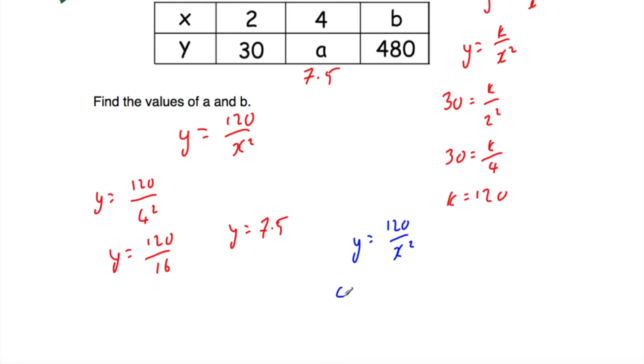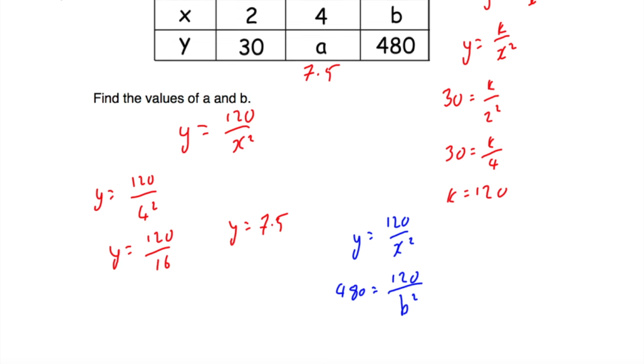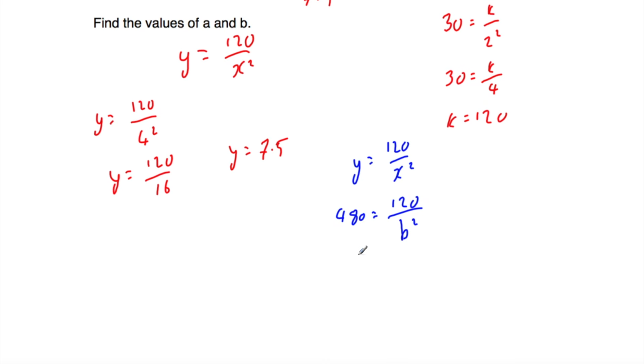So y, that's 480, is equal to 120 over b squared. Just substituting in 480 for y and b for x. Okay, now let's multiply both sides of the equation by b squared. So we're going to have 480 b squared is equal to 120. And then if we divide both sides of the equation by 480, we get that b squared is equal to a quarter, or 0.25. And then finally, we just need to square root.